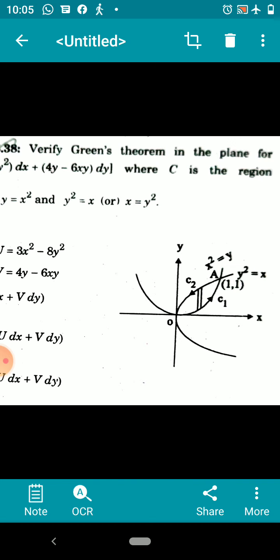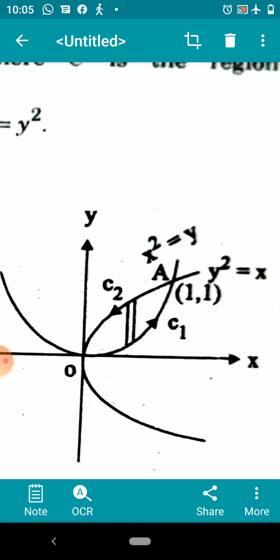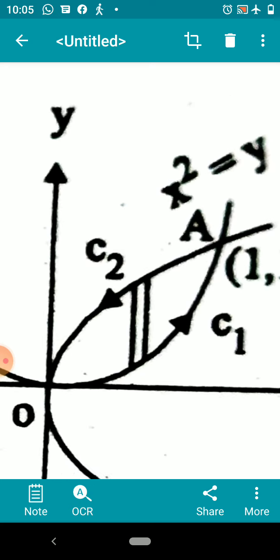So they meet at the point A, which can be named as 1 comma 1, and this is 0. This is the curve C1 and this is the curve C2. So the two parabolas are meeting each other. That point is called A, and the curves C2 and C1 are meeting at that point, so we are having the lines here.